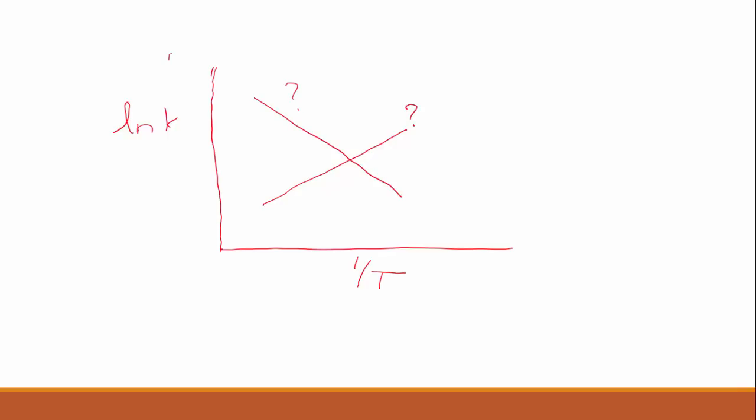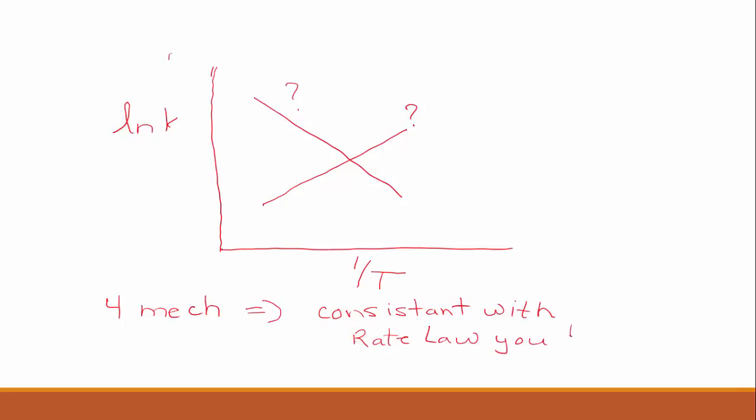The last thing you need to do for the lab is that you have 4 mechanisms in the lab manual, and you need to find out which one of those is consistent with the rate law that you determined. That's all you have to do, except write the lab report. That's the end of this video.